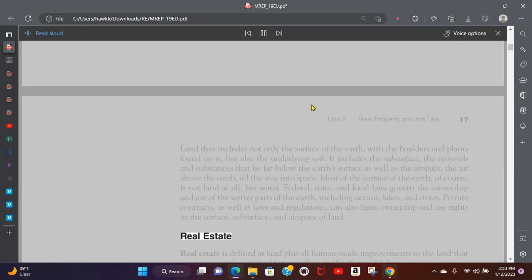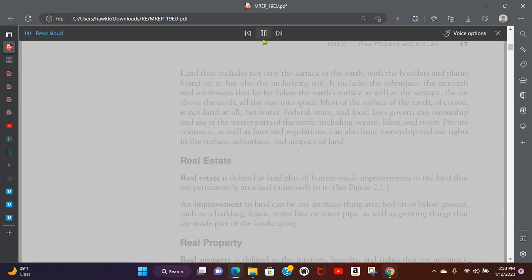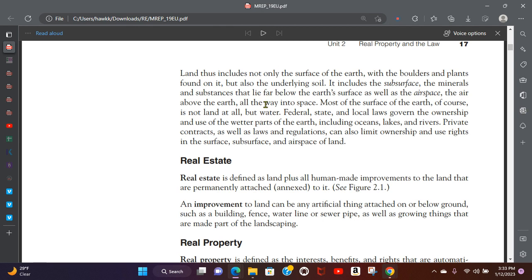Real estate. Real estate is defined as land plus all human-made improvements to the land that are. See how they hit you with it? See, it's all wordplay. It's all semantics.